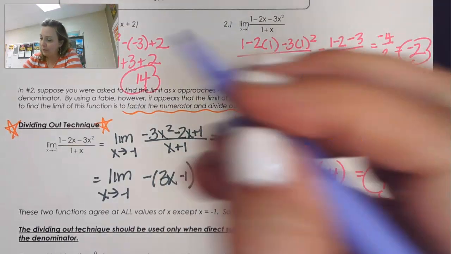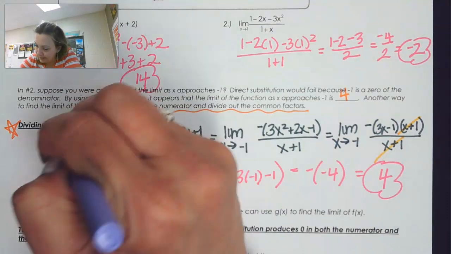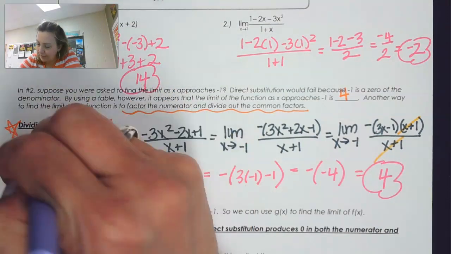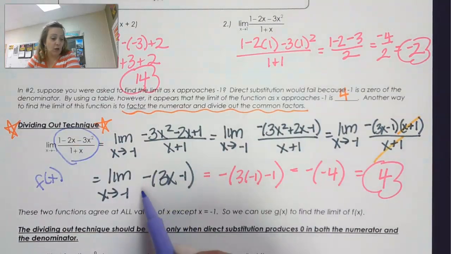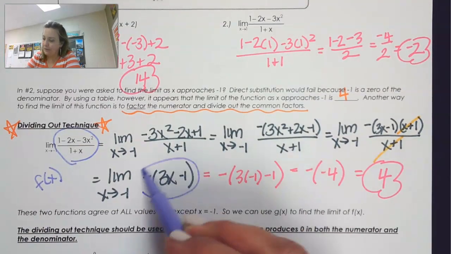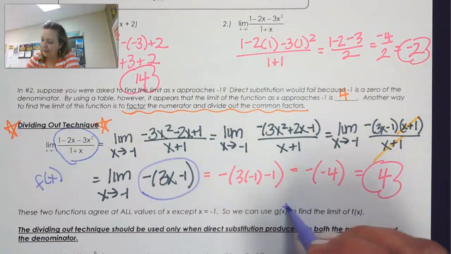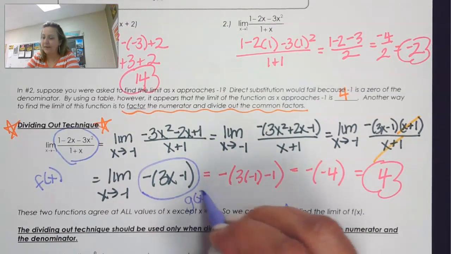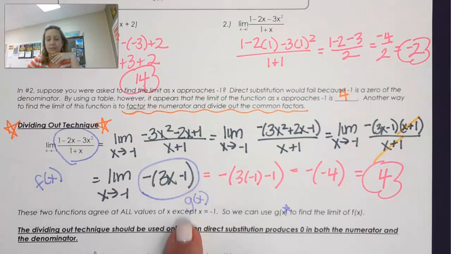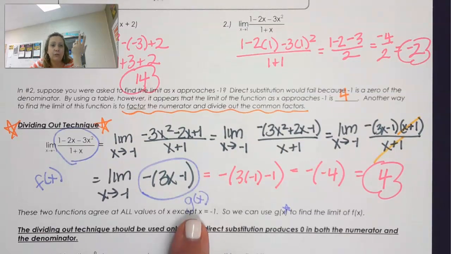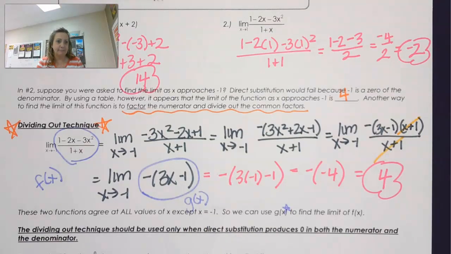So this is our f of x. I'm talking about that here. This is our f of x. And then once we have it all simplified down, this is what they're referring to in this statement as the g of x. So by using the dividing out technique, by dividing out the common factor, we create a new looking function. That new looking function is g of x. And we can use g of x to find the limit of f of x at that point that's undefined.